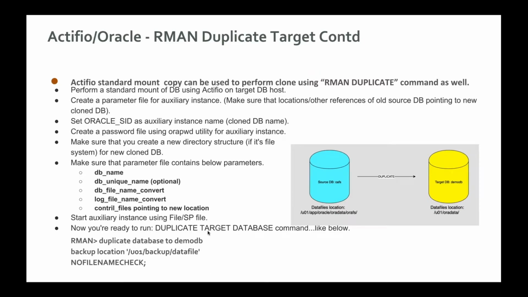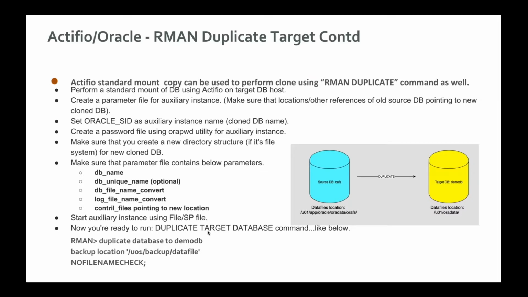So far, I hope you understand that you can use ActiveView standard mount and its backup copies to restore tablespaces and data files, recover corrupted blocks, recover lost control files, and also perform a cloning activity using RMAN duplicate target. Right now, all of these are command line methods, the traditional methods, which we are using on top of the ActiveView standard mount copy.